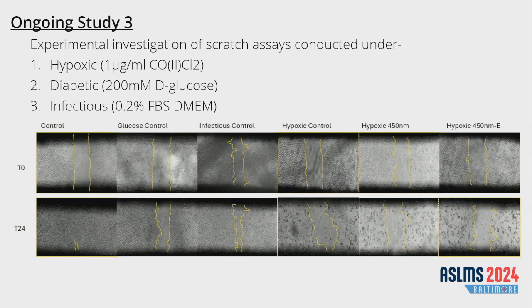Ongoing studies are to investigate the scratch assays conducted under different environments: hypoxic, diabetic, and infectious. As we all know, in these conditions, wound healing is not as good as it is in normal conditions, which is why we try to see how the optimization would work in these different conditions.